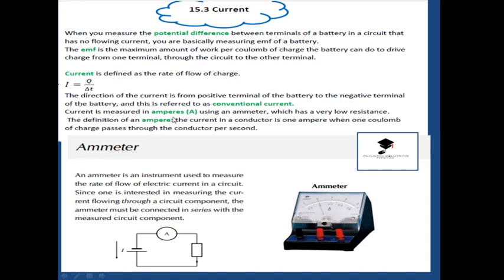Now we define the ampere as the current in a conductor when 1 coulomb of charge passes through the conductor per second. When we want to connect and look at the current, we use what we call the ammeter, which I already said. The ammeter is an instrument used to measure the rate of flow of electric charge in a circuit. Since one is interested in measuring the current flowing through a circuit component, the ammeter must be connected in series.